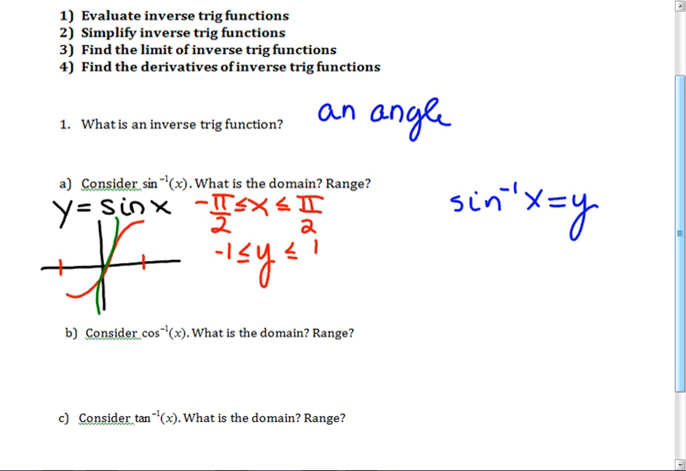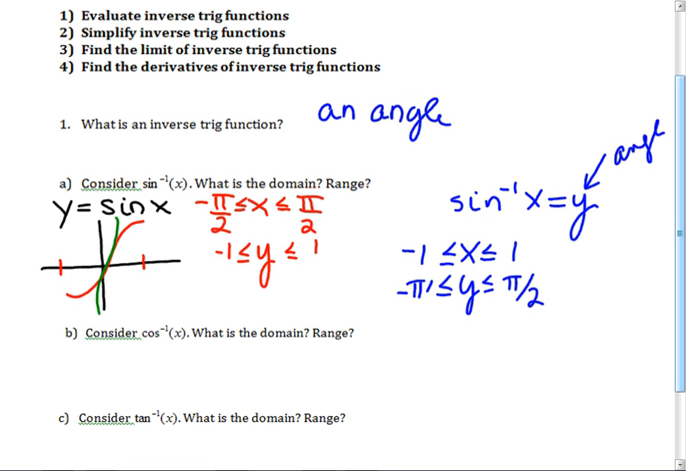Because they're inverses, they switch. So now, when I look at this one, x is going to be between 1 and negative 1, and the angles that you find, because remember, that's an angle, will always be between pi over 2 and negative pi over 2. Why do we restrict them? So I get the inverse is a function. Okay, guys? So I want the inverse to be a function.